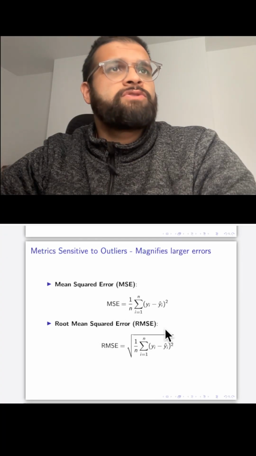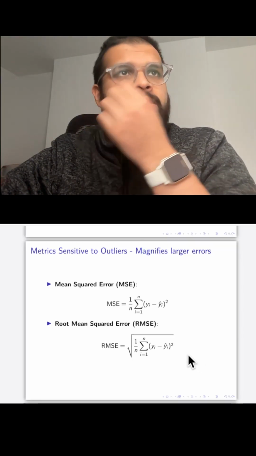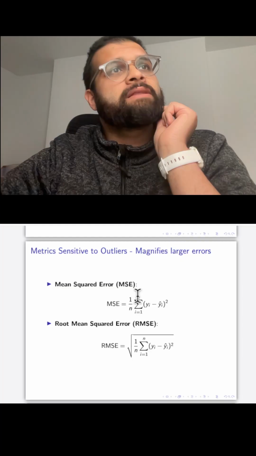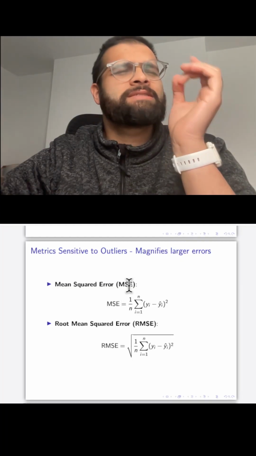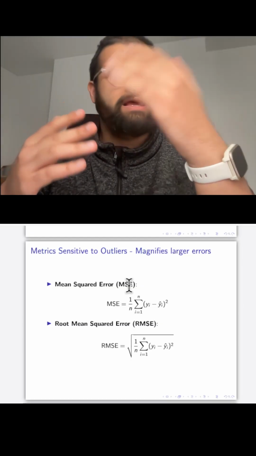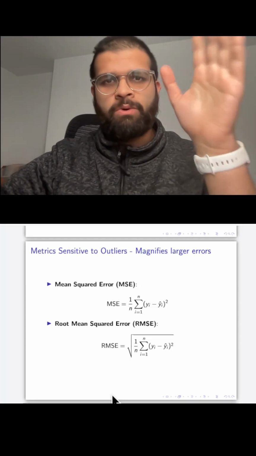So this is very useful because it's the same unit as the target variable, so it's quite nice. On top of that, overall the mean square error is quite nice as well because you can differentiate it and you can do a lot of mathematical things with that, which we won't get into now.